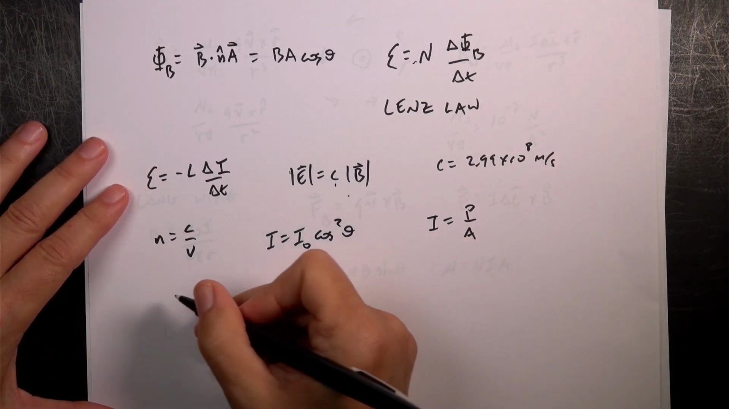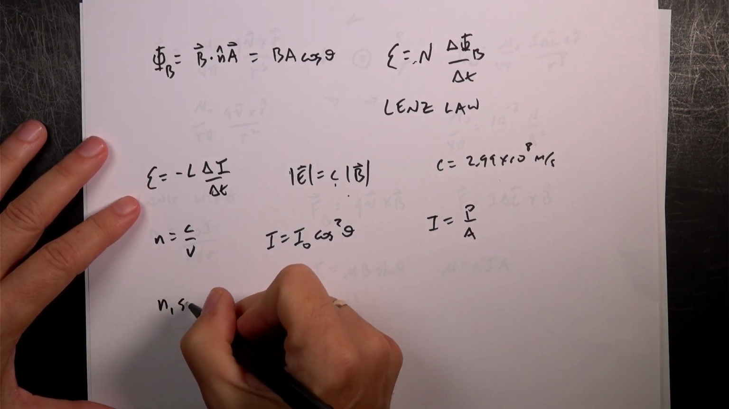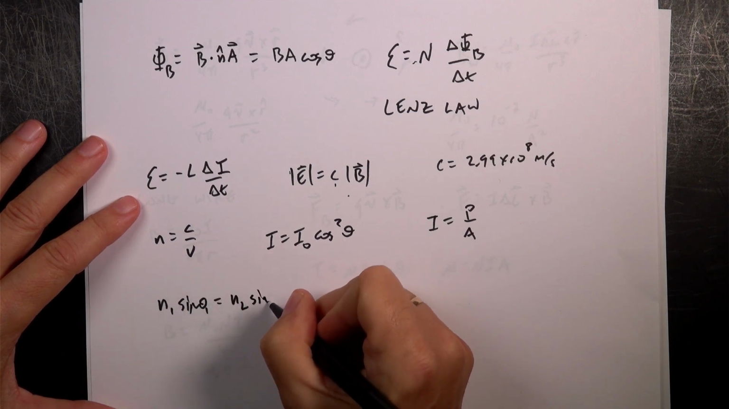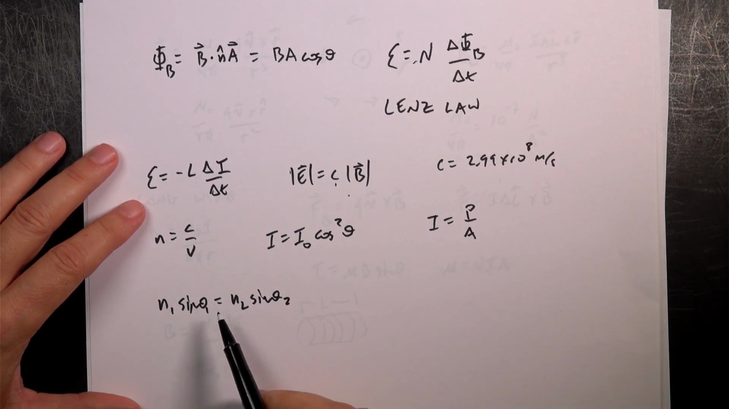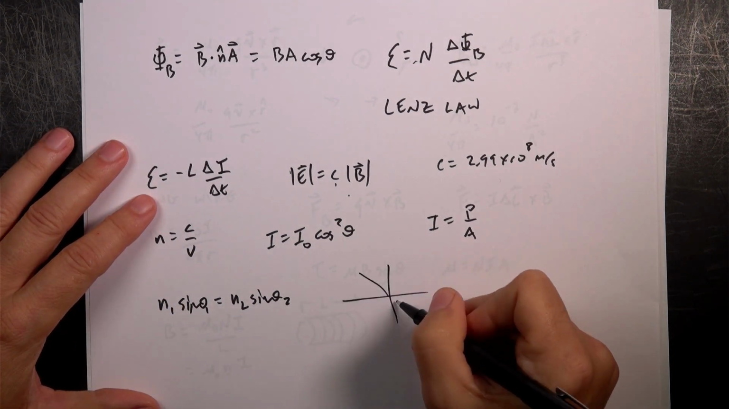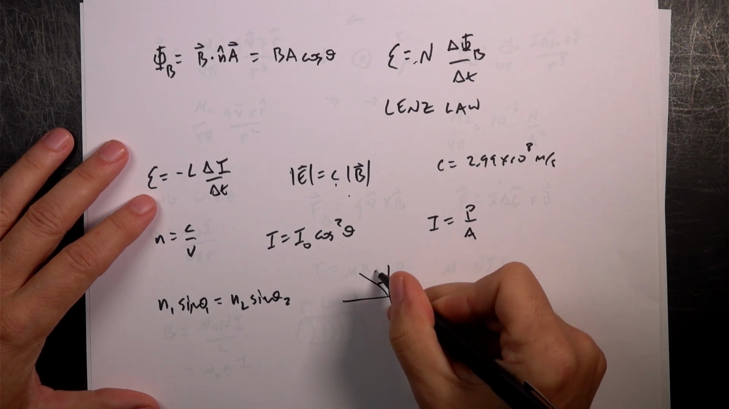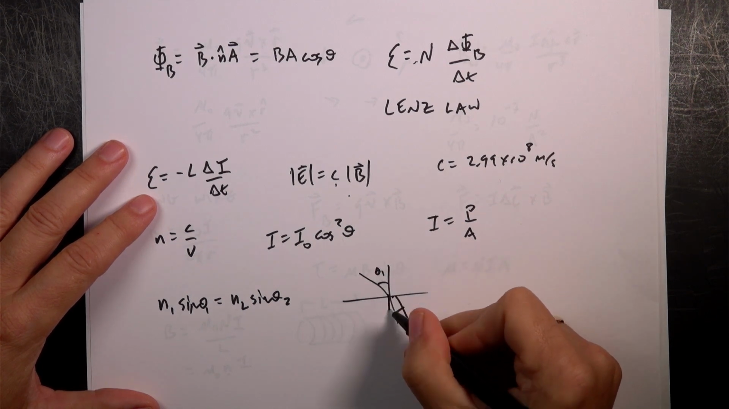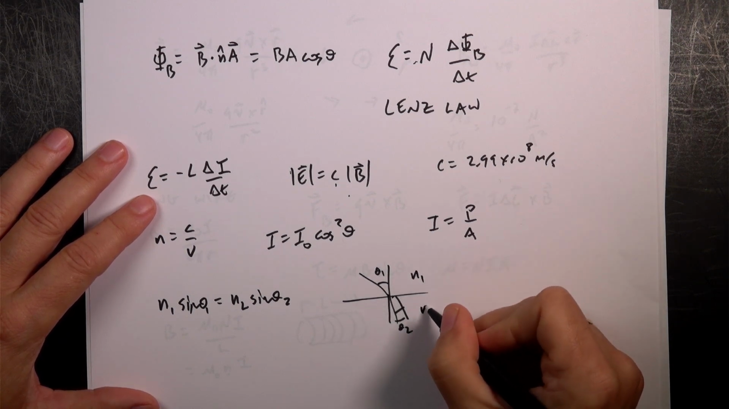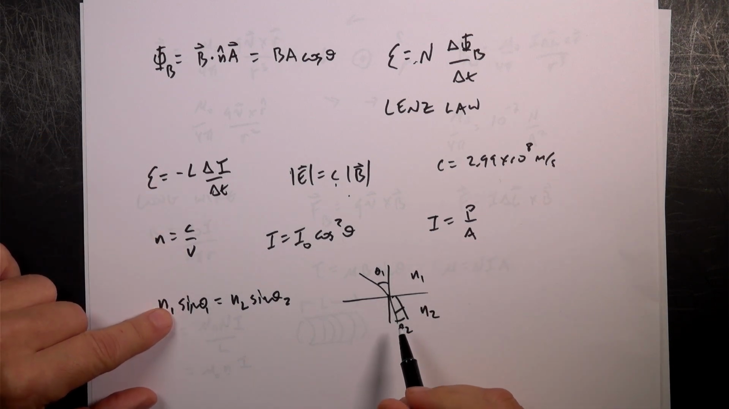Okay, the last couple things, we have this: n1 sine theta 1 equals n2 sine theta 2. This is Snell's law. This tells you the relationship of light coming into a surface. So that's theta 1, and it bends, that's theta 2, and this is index of refraction 1, index of refraction 2.